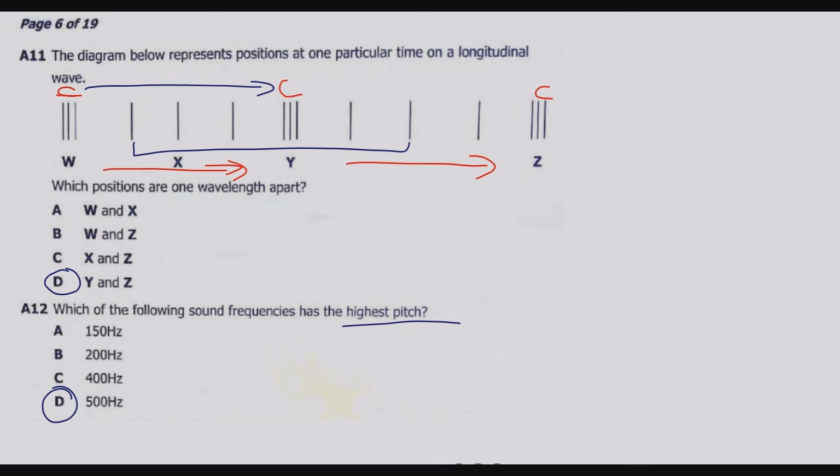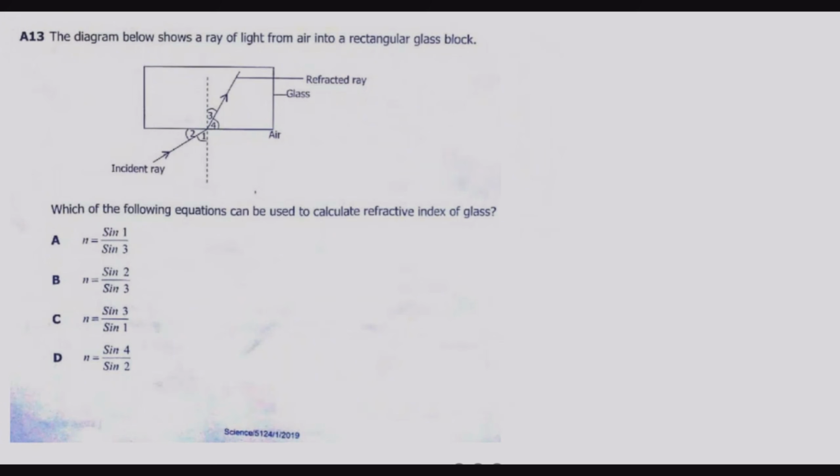So in this case, D is the best option. We move to question 13. The diagram below shows a ray of light going from air into a rectangular glass block. Which of the following equations can be used to calculate the refractive index?